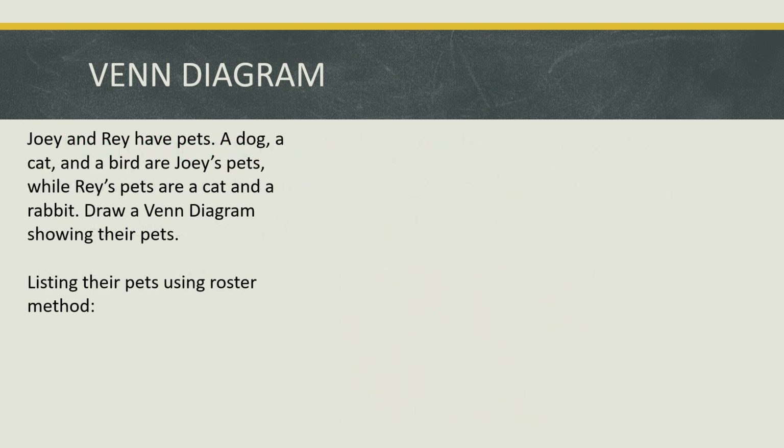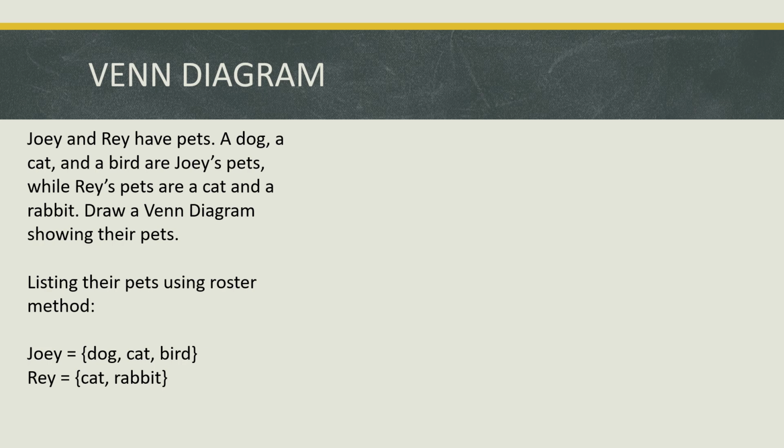Let's say Joey and Ray have pets. A dog, a cat, and a bird are Joey's pets, while Ray's pets are a cat and a rabbit. Draw a Venn diagram showing their pets. If we're going to list their pets using the roster method, it looks like this. Joey has a dog, cat, and a bird, while Ray has a cat and a rabbit.